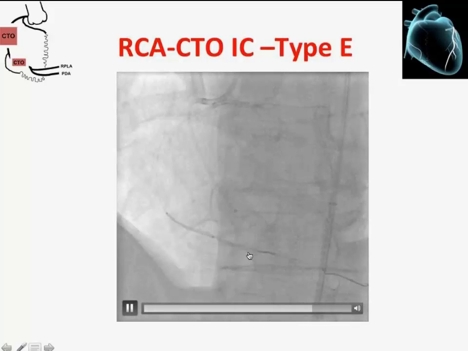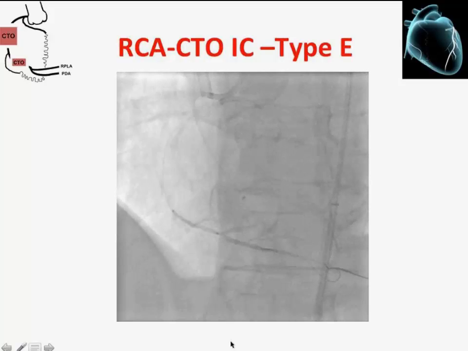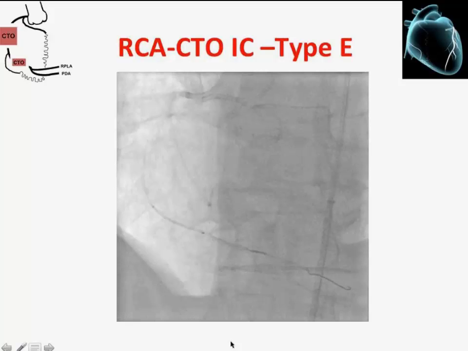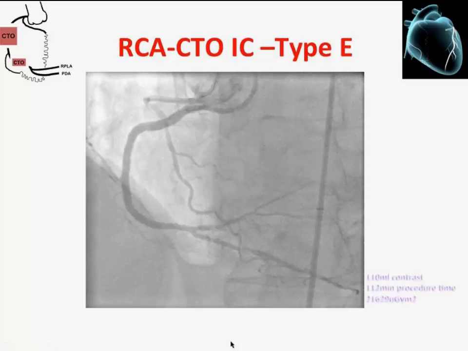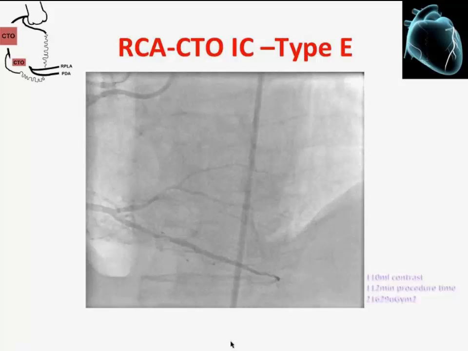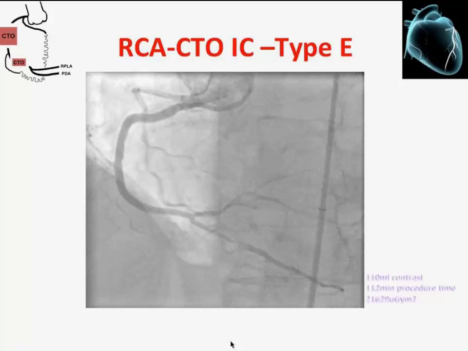I could save contrast with giving contrast over the retrograde microcatheter, and just put a stent on the distal part of the crux cordis. And this was the final result with 110 milliliter of contrast, and I was very happy that we could help the patient with this open right coronary artery.